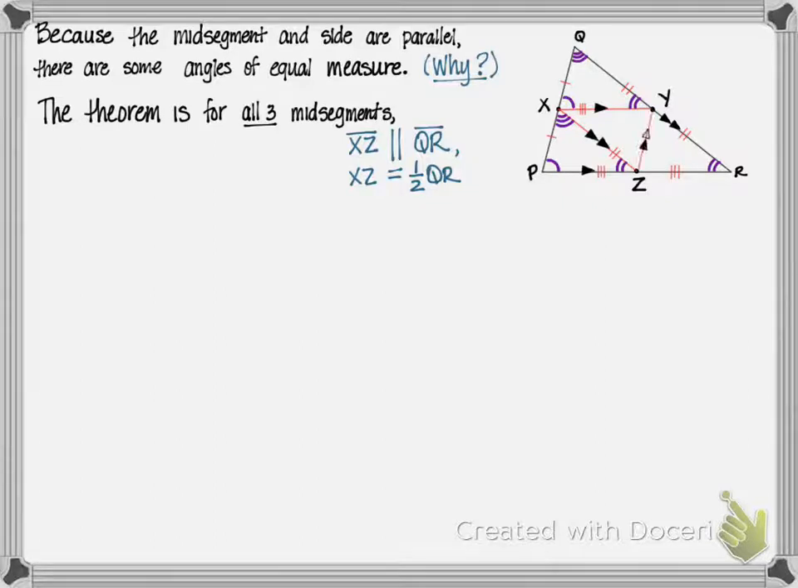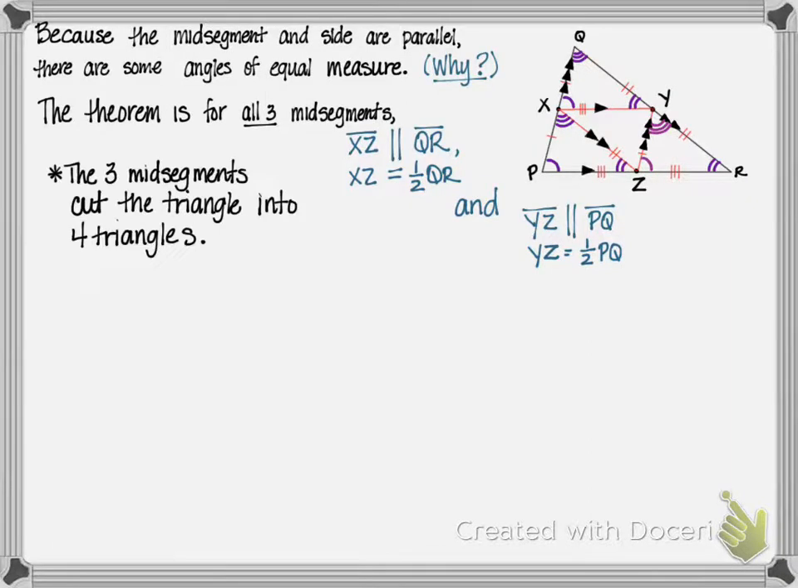And then we have the third midsegment, which is parallel to its opposite side. So the midsegment YZ is parallel to QP, and the length of YZ is half that of QP. And once again, we're going to have a pair of corresponding angles, which would therefore be congruent, and another pair of corresponding angles, which would therefore be congruent.